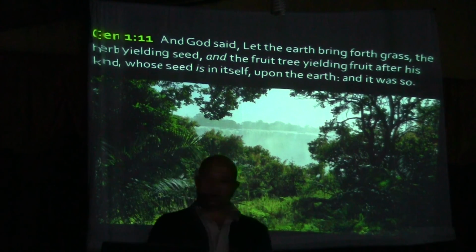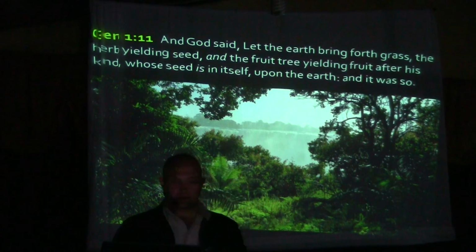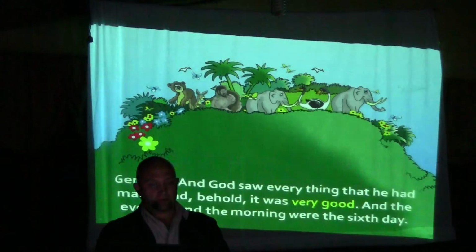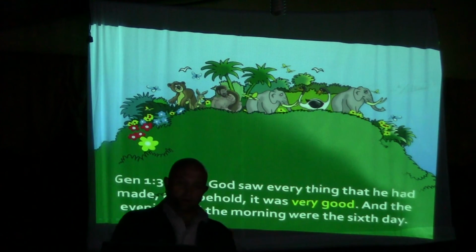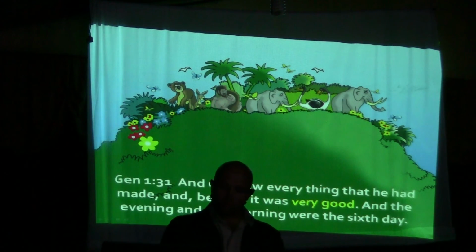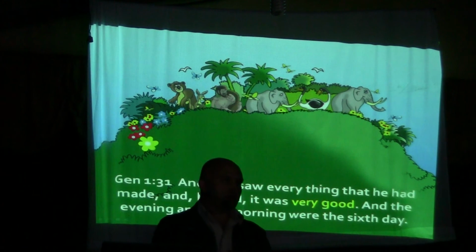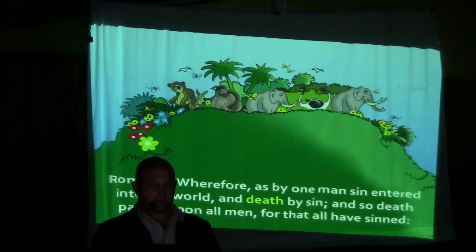The rest of day 3, and God said, let the earth bring forth grass, the whole herb yielding seed, and the fruit tree yielding fruit after its kind, whose seed is in itself upon the earth. And it was so. So if we look at the original creation, God said it was very good. It was perfect. It's paradise, as we know, the Garden of Eden. No death, no suffering, no pain whatsoever. But this is not what we find today.